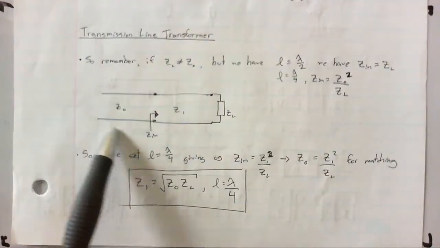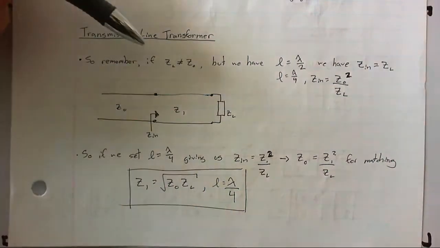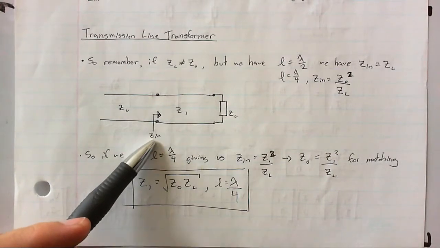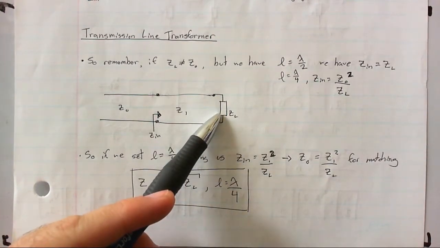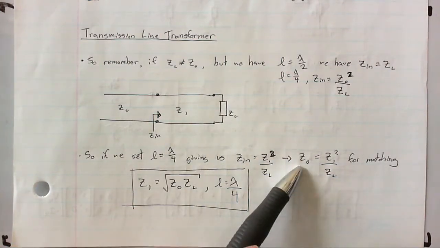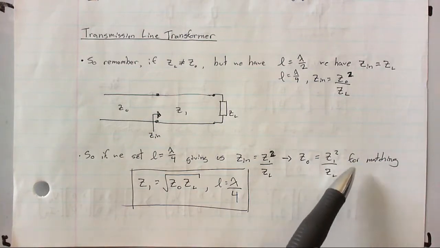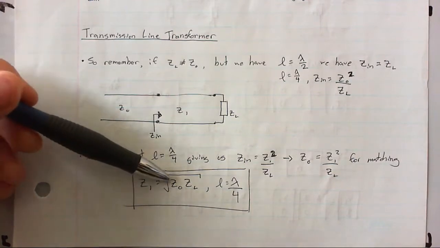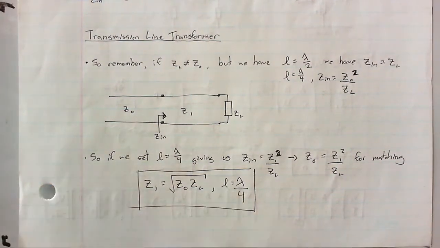So with this particular example, if we set L equal to lambda over 4, where L is the length of this piece right here, this gives us Zn of Z1 squared divided by ZL, and if you rearrange that, it gives you a Z0 of Z1 squared over ZL for the matching condition. Okay, so Z1 is going to equal the square root of Z0 times ZL when L is equal to lambda over 4.